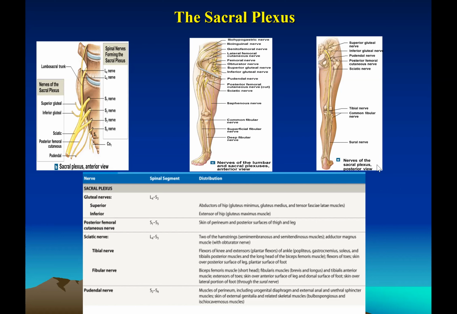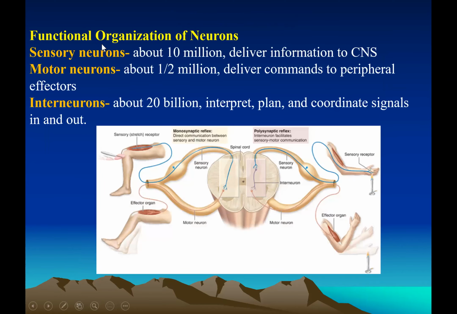There are many neurons in the body, right? There are millions and millions of neurons, so they will form something called neural pools. So what is the functional organization of neurons? There are about 10 million neurons collecting sensory data and delivering it to the central nervous system. We have about 500,000 motor neurons delivering commands from the brain to the peripheral effectors. But most of the neurons are interneurons. We have about 20 billion of them. And these neurons are functionally organized, or grouped, to form something called a neural pool.